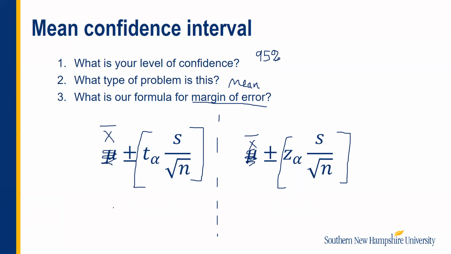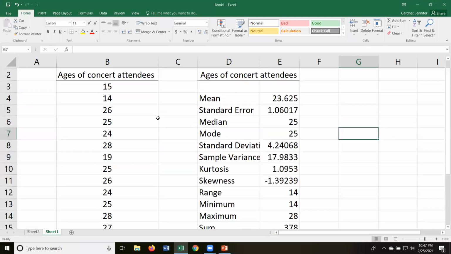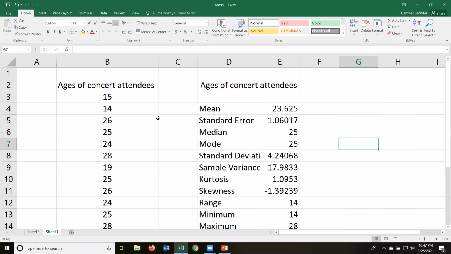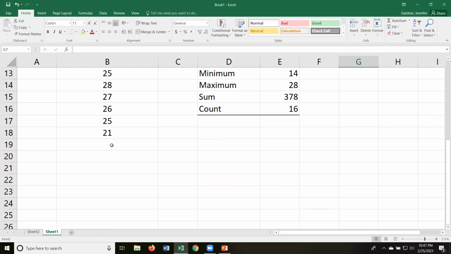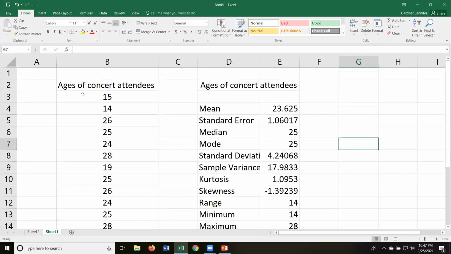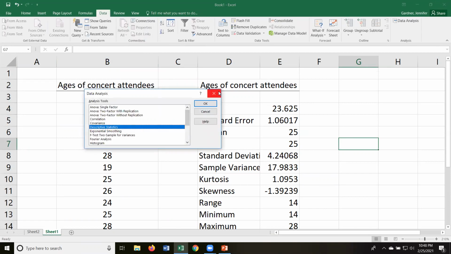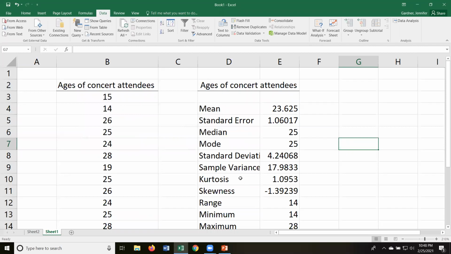So we're going to try this out with ages of concert attendees. I included a bunch of different ages of people who attended a concert, a sample of people who attended a concert. And from there, I got the descriptive statistics. Now remember, there is a video about descriptive statistics as well. Check the video description. It can be found under the data analysis tool, and you can get your descriptive statistics there. We have it all set up here so that we can solve this.